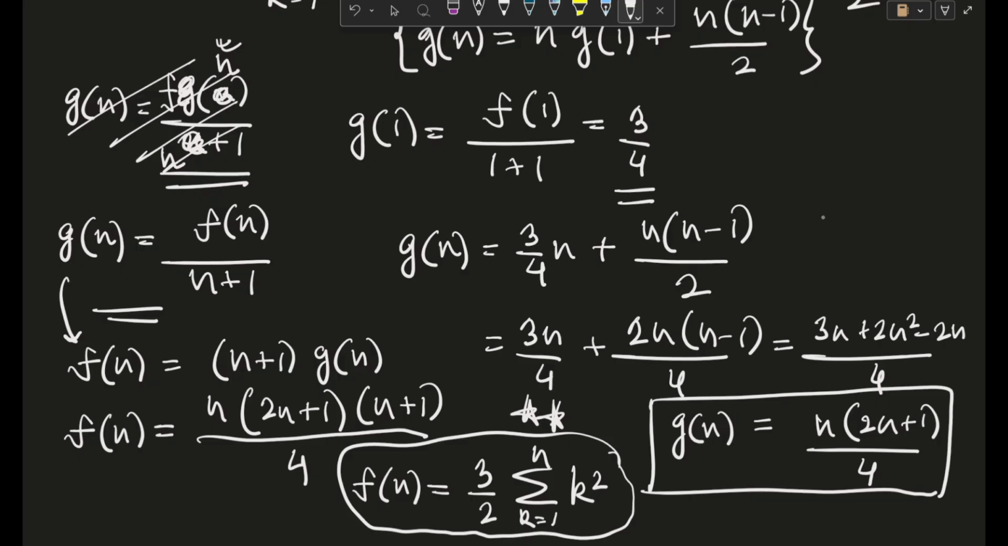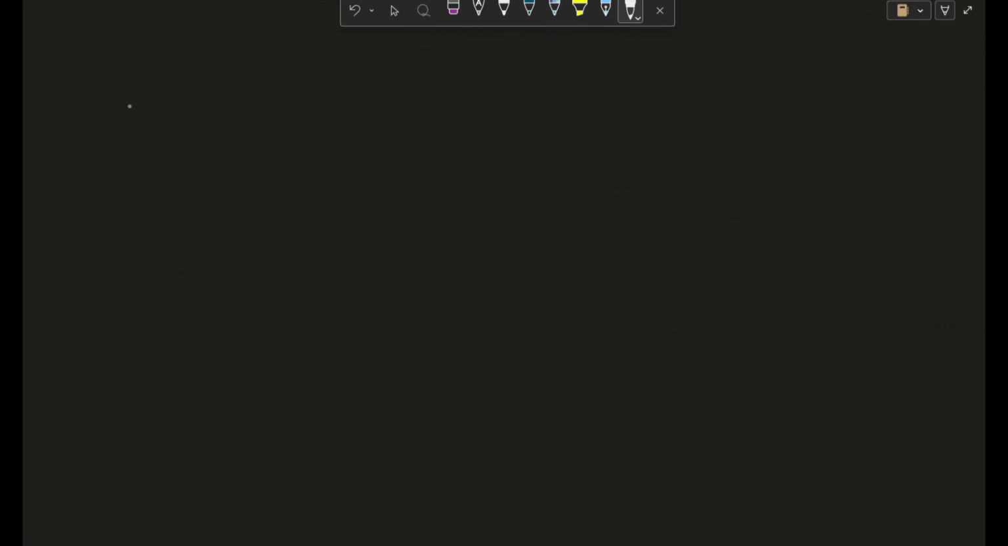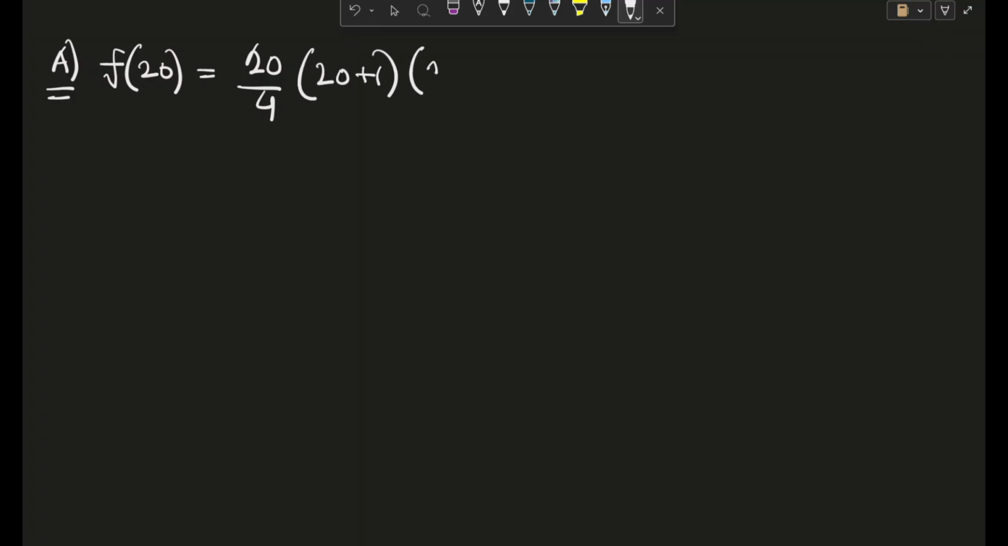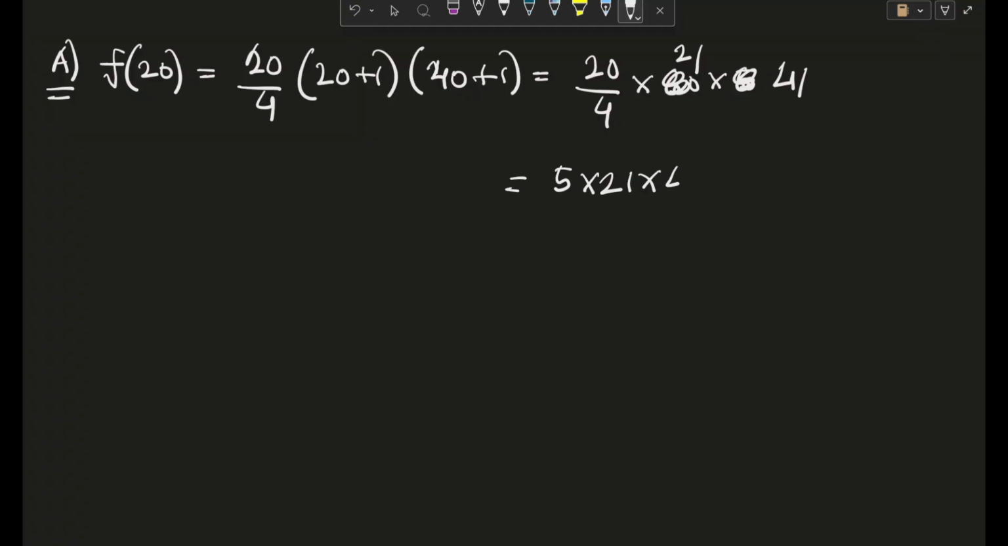Okay, so let's evaluate the options one by one. In option A, we had to calculate f of 20. So let's do the calculation. This will be 20 by 4, and there we had n plus 1, so 20 plus 1, and 2n plus 1, so 40 plus 1. Just a minute guys. Not 50, this will be 41 and this will be 21. So 5 into 21 into 41.